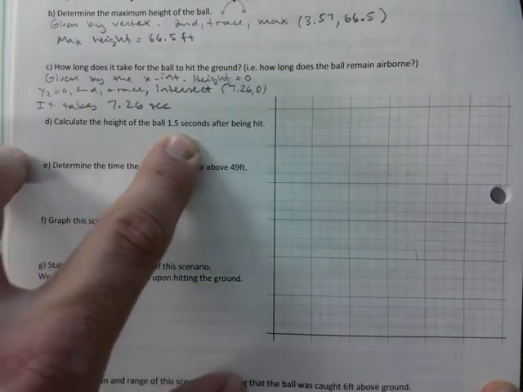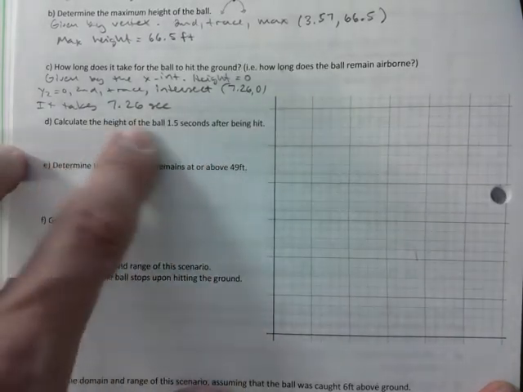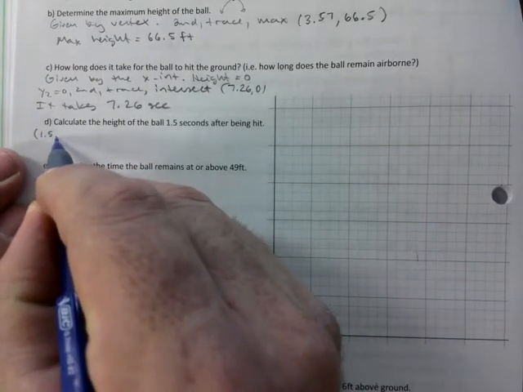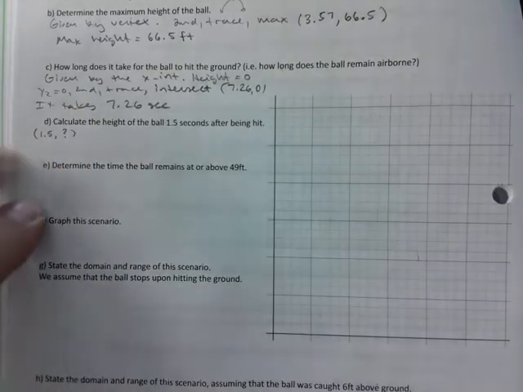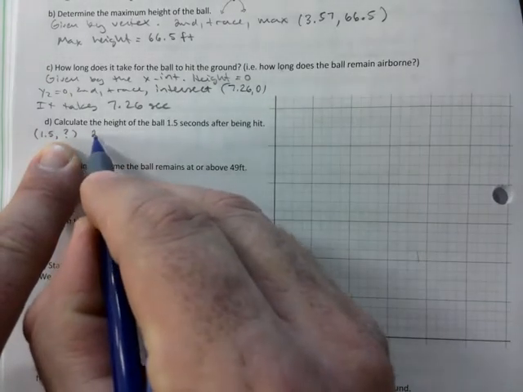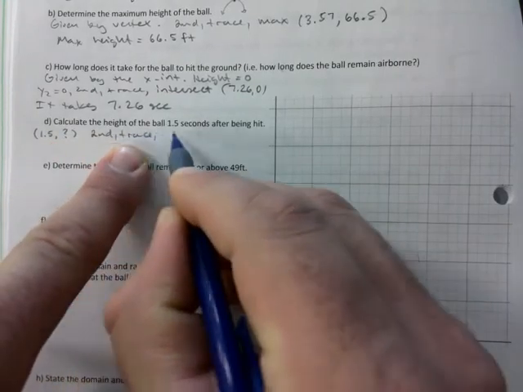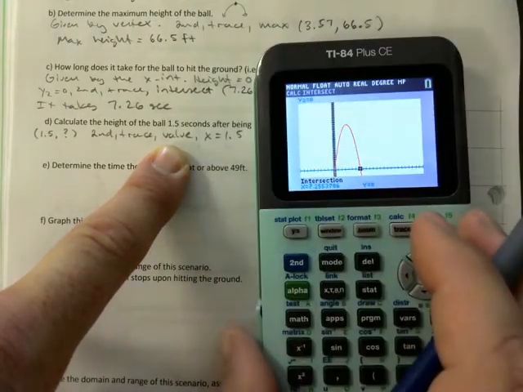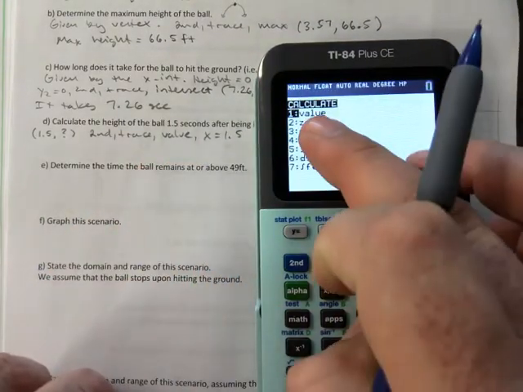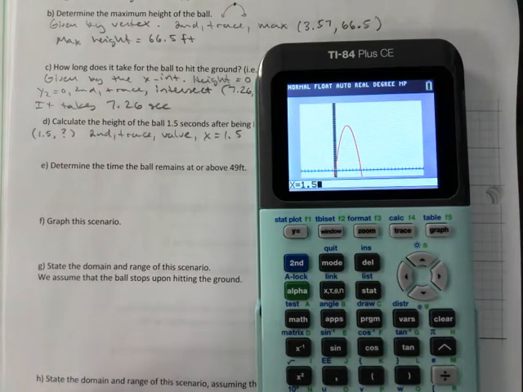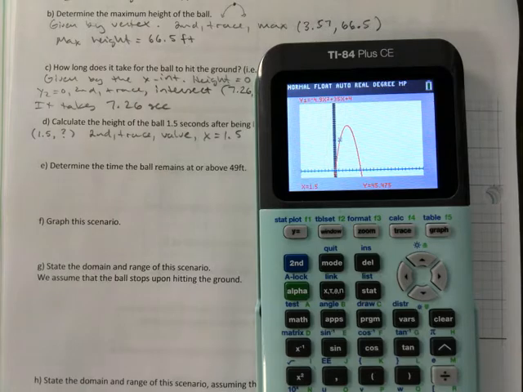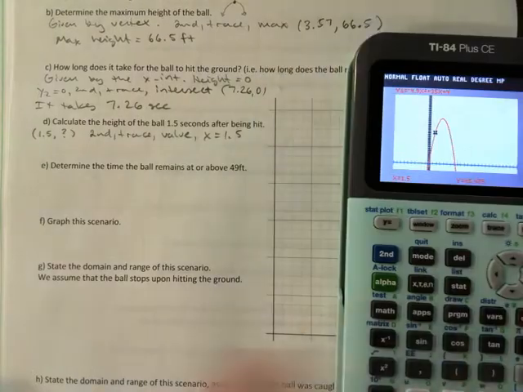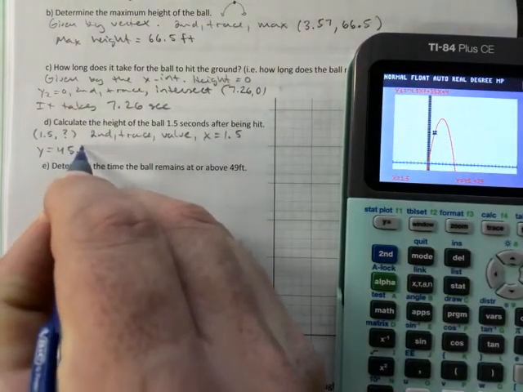Calculate the height of the ball 1.5 seconds after being hit. So this is a question where I want you to think of it this way. This is 1.5, and they want to know the height, the y value there. So we're going to go second trace value, x is equal to 1.5. We're saying, hey, if time is 1.5, what's the height going to be? And there it is. It's telling us that it's 45.48 feet. Y is equal to 45.48 feet.